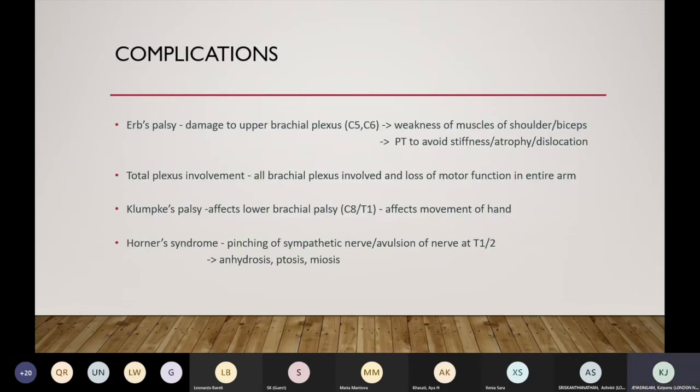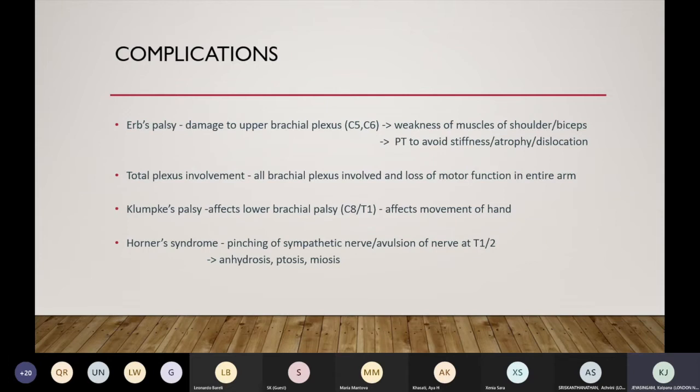In terms of complications, as I mentioned earlier, Erb's palsy is probably one of the best known, also known as the Waiter's tip. It is damage to the upper brachial plexus, i.e. C5, C6, which causes weakness of the shoulder muscles and the biceps, and usually they need physiotherapy to avoid stiffness, atrophy or dislocation. Sometimes the whole nerves, C5 to T1, are affected, which is called total plexus involvement, and you can have loss of motor function of the entire arm.